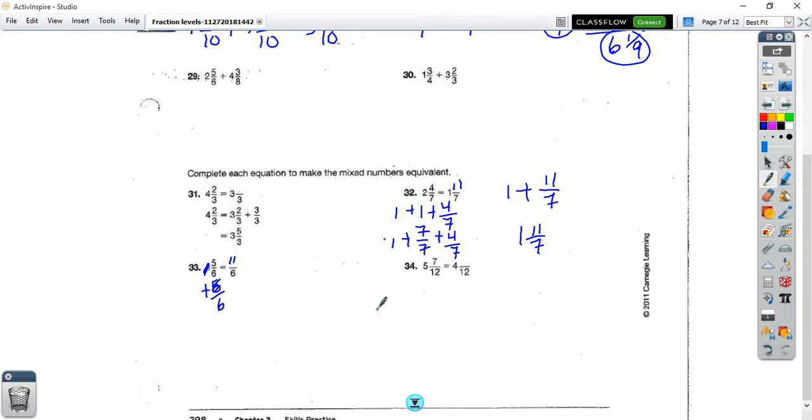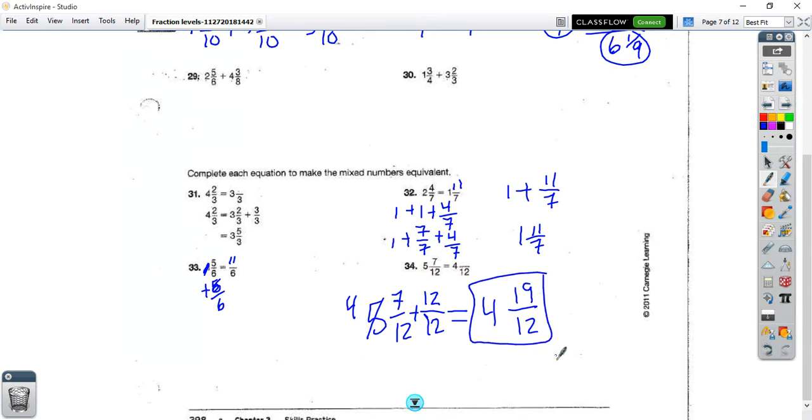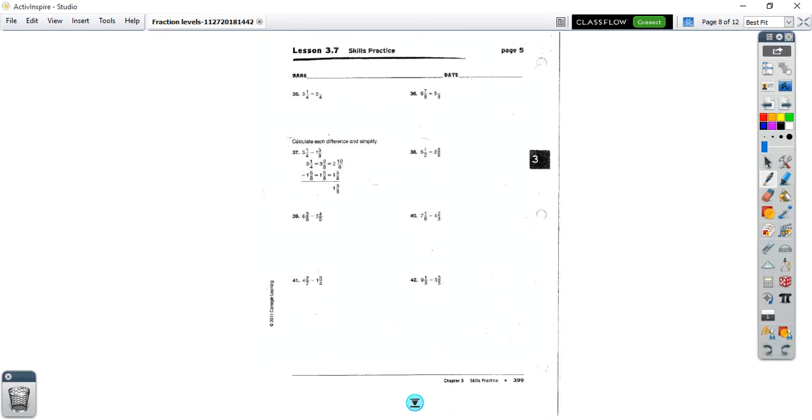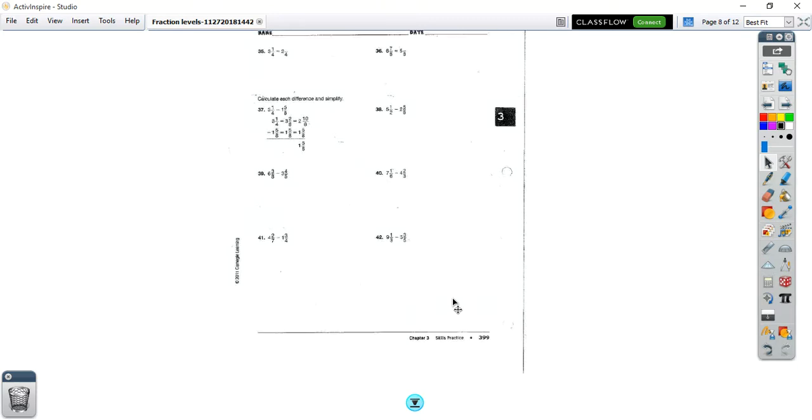Over here, same idea. I have 5 and 7 twelfths is going to be equal to 4 and some number of twelfths. Well, I like to borrow. I take away the 1 whole here. That becomes 4. And then I add the whole back in as twelfths. So 7 twelfths plus 12 twelfths gives me 19 twelfths. So here I'd have 4 and 19 twelfths. Done with that section. The next one, we're going to use that skill of borrowing to be able to subtract.